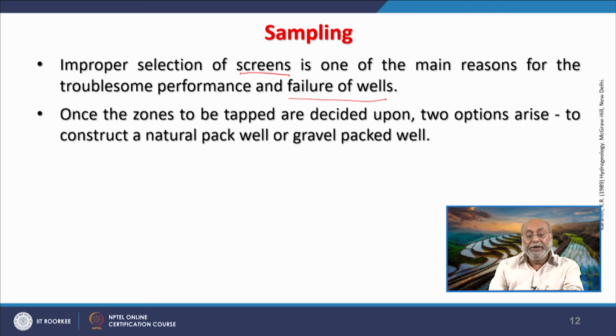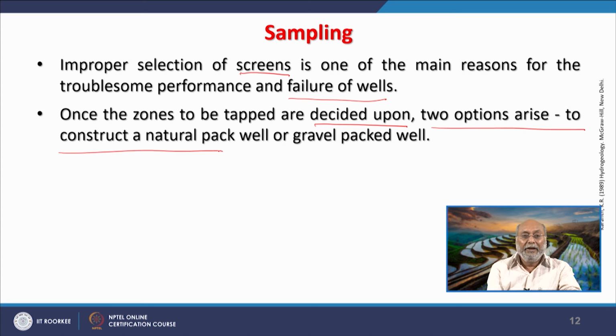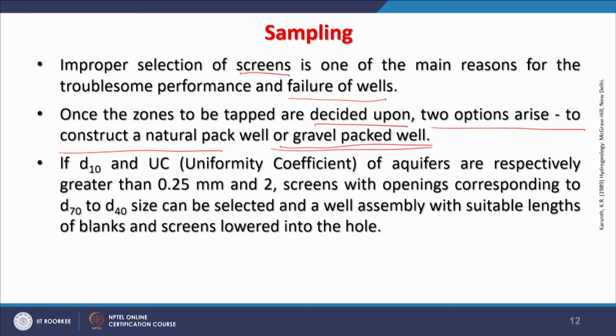Once the zones to be tapped, the area from where the water will come, generally the aquifers, are decided, two options arise. First, a natural pack or a gravel pack. A natural pack through mud can also be done in some parts where the screen is not there. But the most common practice is the gravel pack.